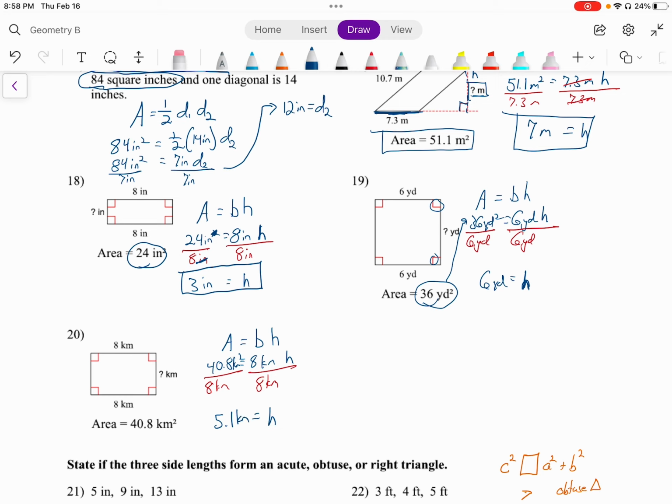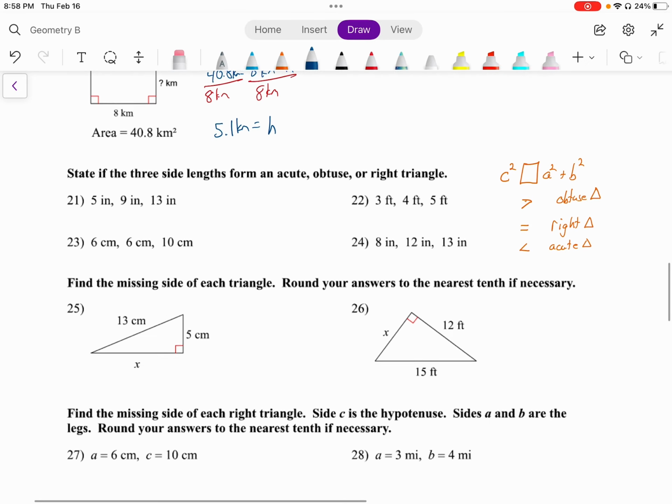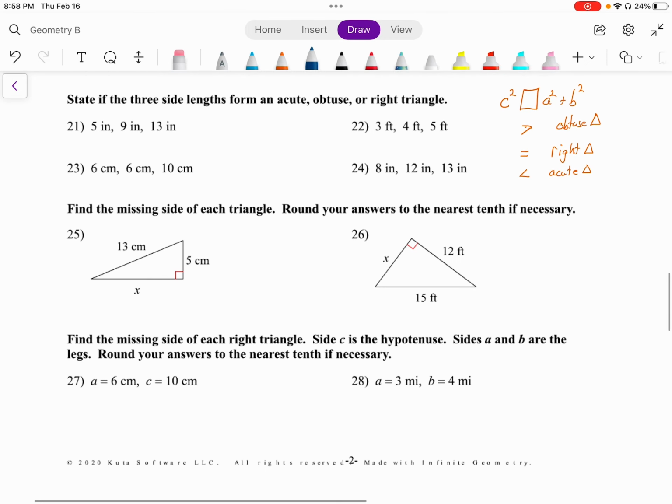So that's all the area type questions. Now moving on to the things that were in lesson 7.3, having to do with the Pythagorean theorem. So the first part, we're actually looking for the type of triangle.